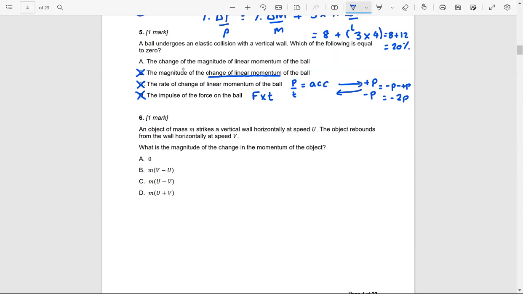The reason why is it's saying the change of the magnitude, that's not the same as B. So moving forwards, we have, say, a positive momentum, then it hits the wall, but we want the magnitude. So we simply have p moving forwards. Then when it's coming away from the wall, we have a modulus negative momentum. So again, that's just p. So p minus p is 0, so it's A.